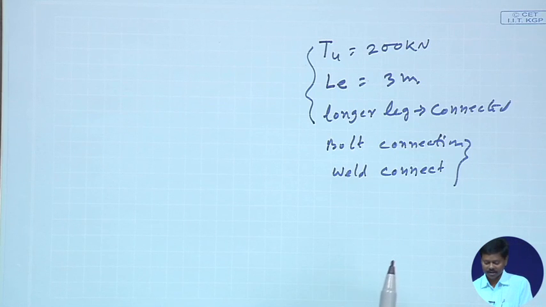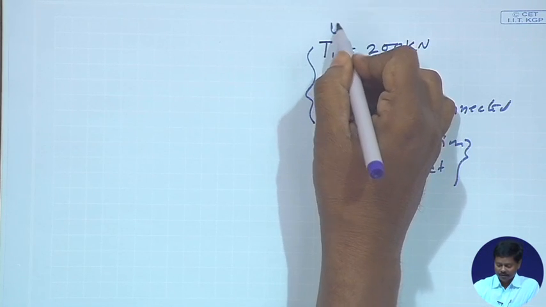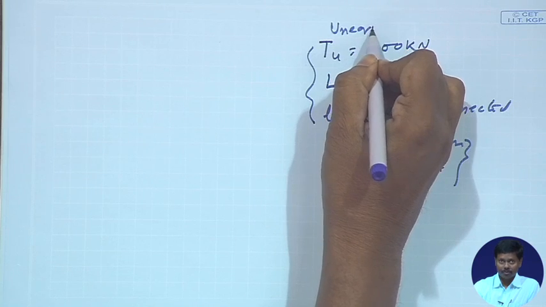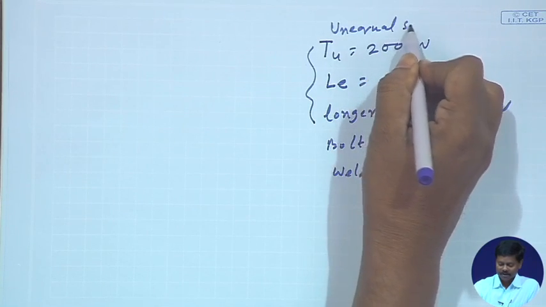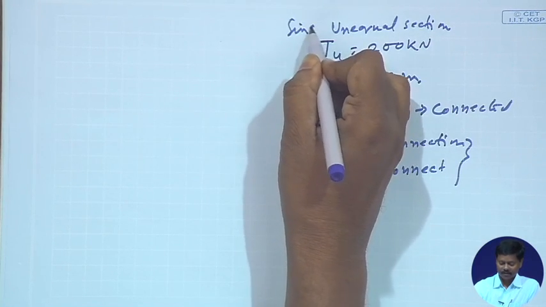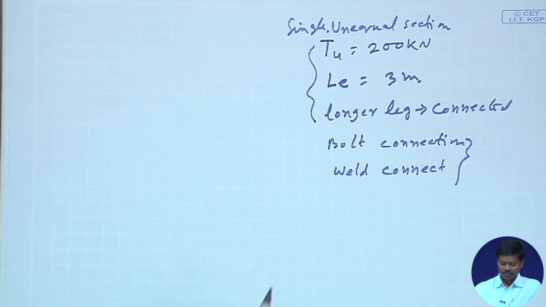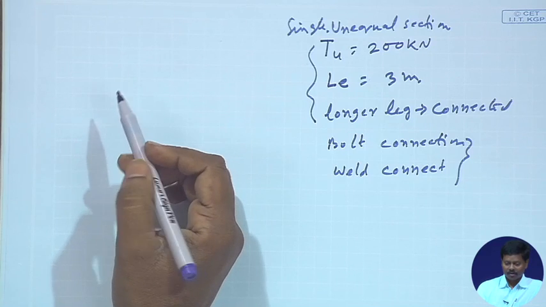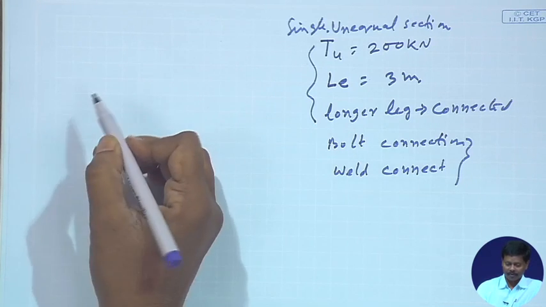These are the things, and also unequal section we have to choose. It is told that we have to choose a single unequal section, we cannot choose a double unequal section. So, these are the constraints which have been told. So, keeping this in mind, we can go through one by one.